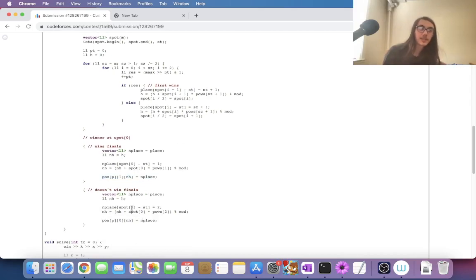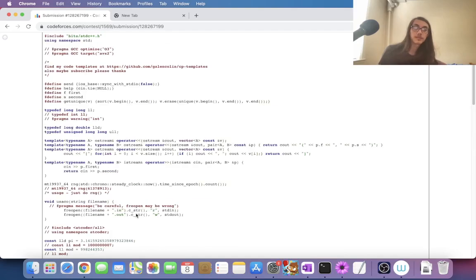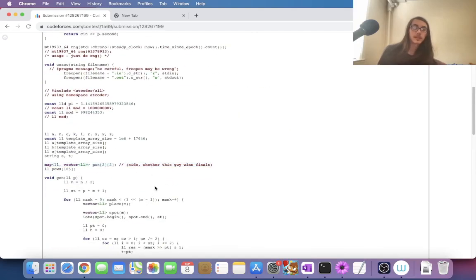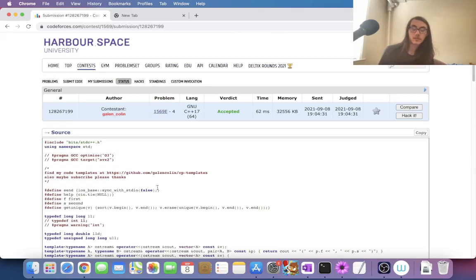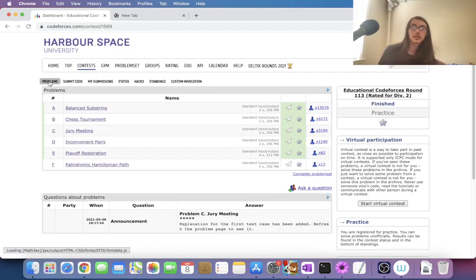We do the same thing for if they lose the finals, so they'll be in position 2. And then put it in the map. And this flag is saying if they win finals or not. I illustrated it decently here. But yeah, that's how that works.